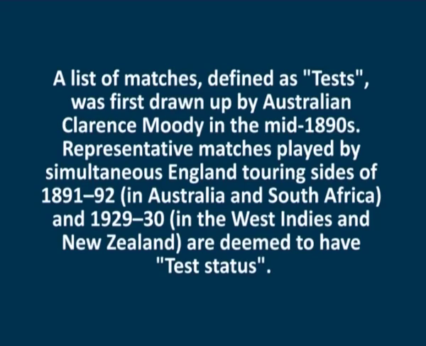A list of matches defined as Tests was first drawn up by Australian Clarence Moody in the mid-1890s. Representative matches played by simultaneous England touring sides of 1891-92 in Australia and South Africa and 1929-30 in the West Indies and New Zealand are deemed to have Test status.